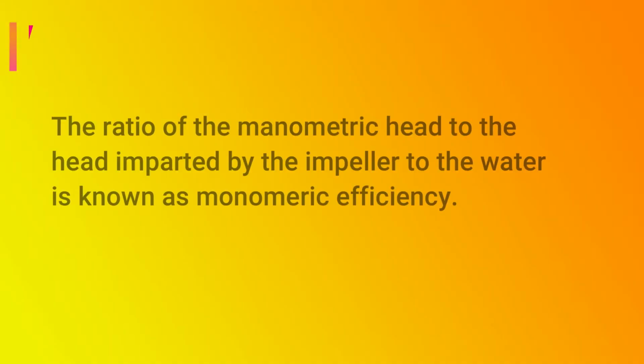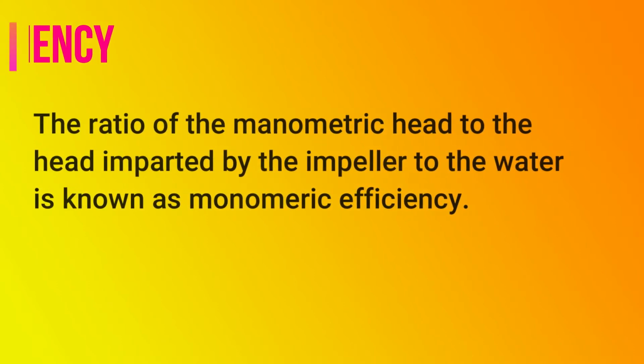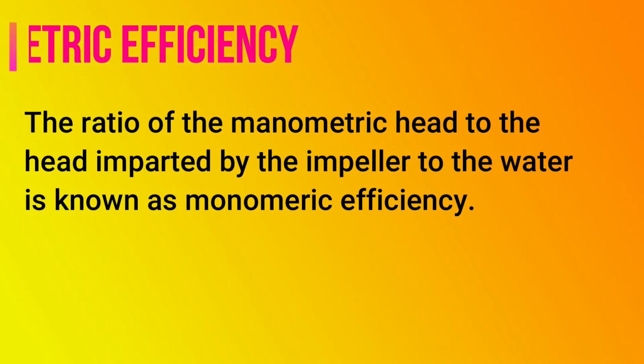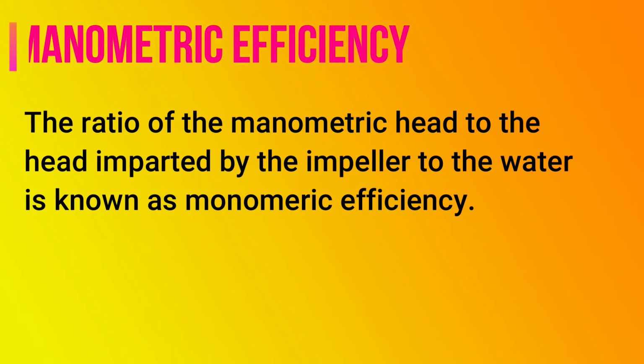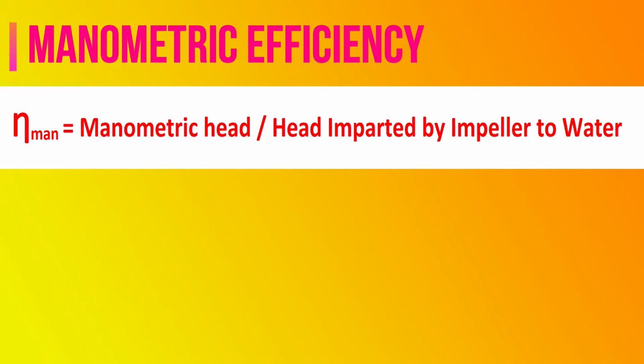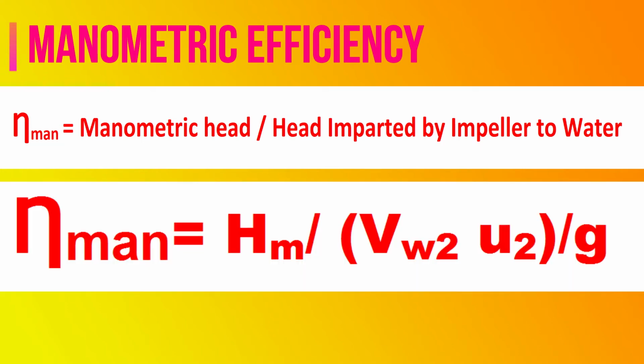The first one is manometric efficiency. Manometric efficiency is the ratio of manometric head to the head imparted by the impeller to the water. Mathematically, manometric efficiency equal to manometric head divided by head imparted by impeller to water. In mathematical form, it is written as manometric efficiency equal to Hm upon Vw2 U2 by g, where Hm means manometric head and Vw2 U2 by g is the head imparted by impeller to water.